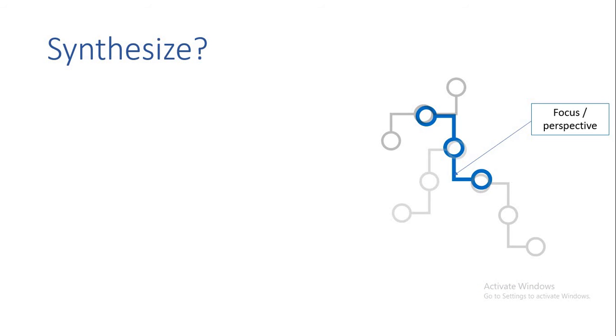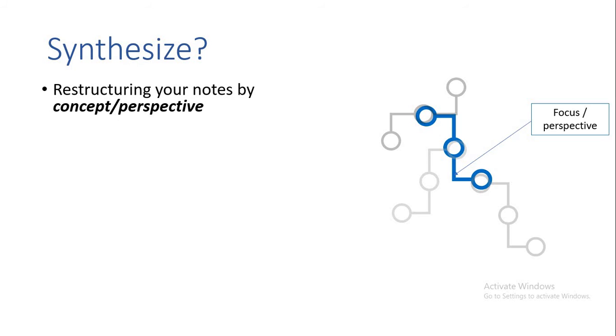The third and final writing technique that we discussed was synthesizing. And synthesizing is the act of restructuring your notes by concept or perspective. In other words, it's quite similar to classifying the notes or the details that you've picked up from the different texts based on the perspective or the focus of your paper. So, as you can see here, you have a line with empty slots and you fill it out with whatever details taken from the sources that you're using.